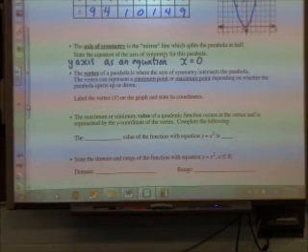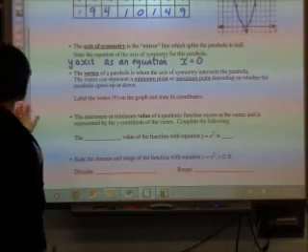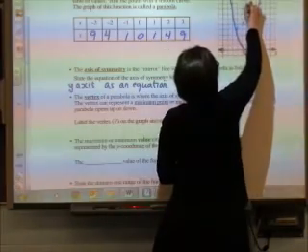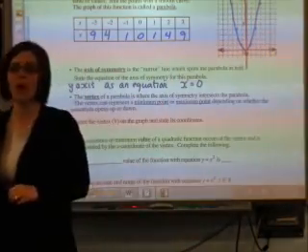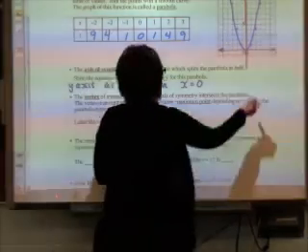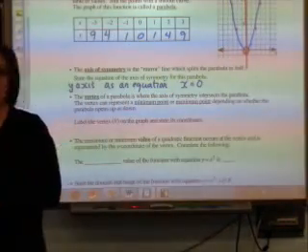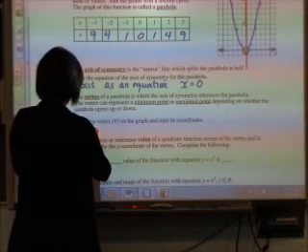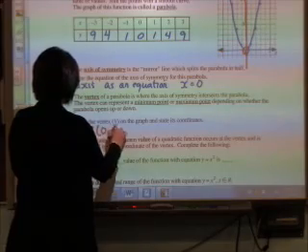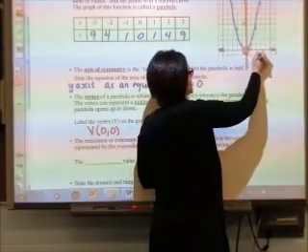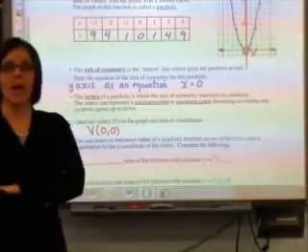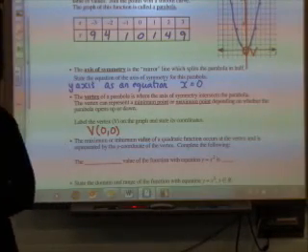Then we have the vertex of a parabola. The vertex of the parabola occurs where the axis of symmetry, this is my axis of symmetry, intersects the parabola. Where did it intersect the parabola? At 0 and 0. So the coordinates of the vertex, which I can now label V, are 0 and 0. The vertex can be a minimum point or a maximum point depending if the graph opens up or down.